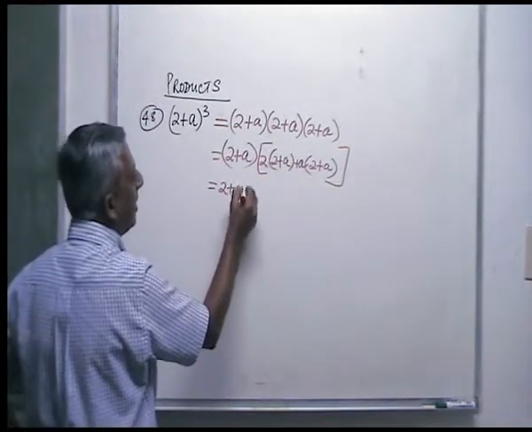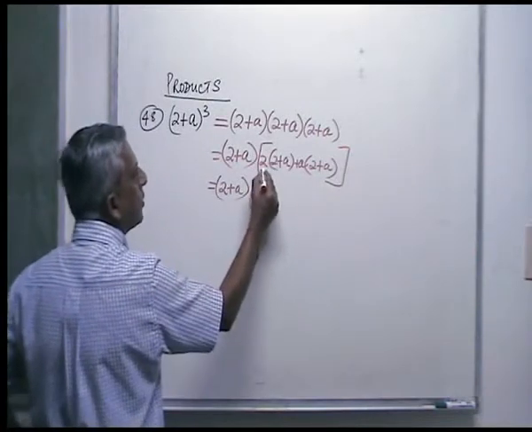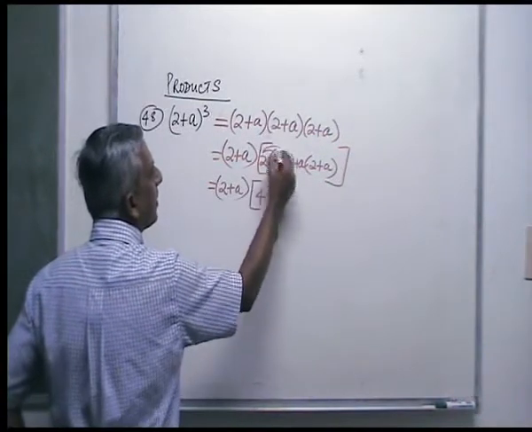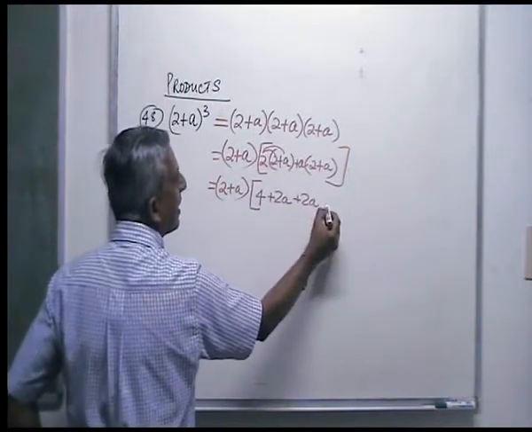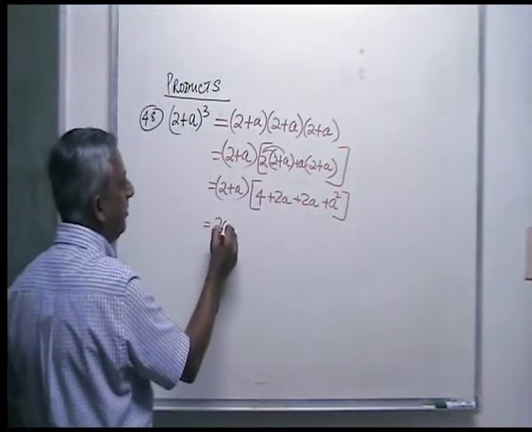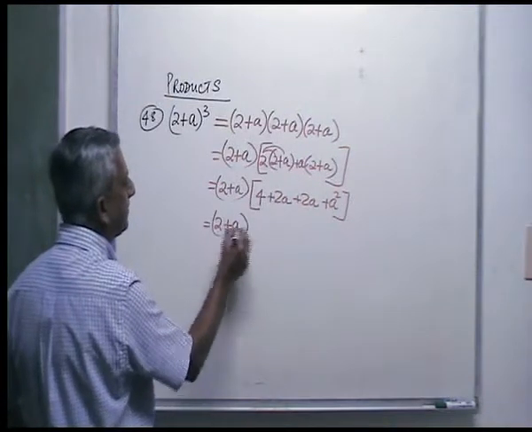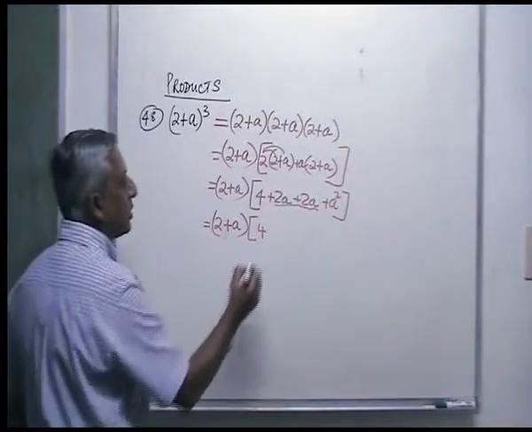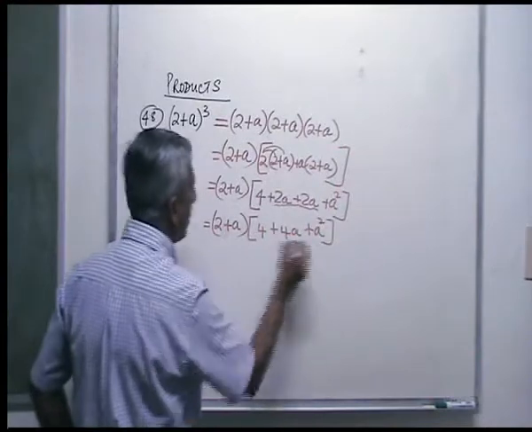So that will be 2 plus a into 2 times 2, 4. 2 times a, 2a. See, we finished with that. A times 2 is 2a. A times a is a squared. Just bring that down. 2 plus a. And there's your 4. And these are like terms. So 2a plus 2a will give you 4a plus a squared.